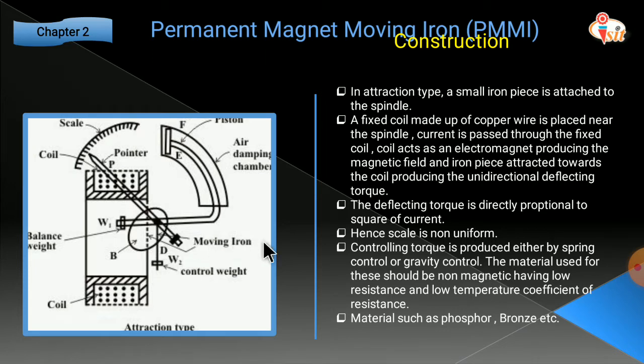Then the material used for this should be non-magnetic, low resistance and a low temperature coefficient of resistance. Such material as phosphor bronze. This is regarding the construction of permanent magnet moving iron. Now I am going towards the working of permanent magnet moving iron.